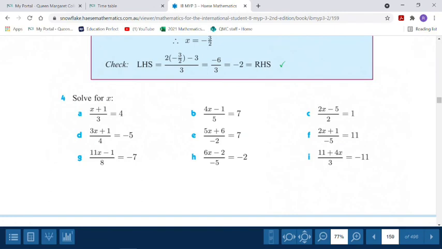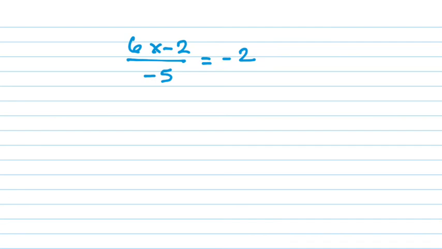Look at H. H is a little different because then you need to be really careful about what you have as your denominator. So we have 6x minus 2 all over negative 5 equals minus 2. Okay, again, write neatly. We know it's an equation because of the equal symbol. There you go. Are there any brackets? Yeah. Fractions? Yeah. What do I need to have in order to clear the fractions? Lowest common denominator. But what's the only denominator there? Negative 5. So we're going to multiply everything, each term, by negative 5.